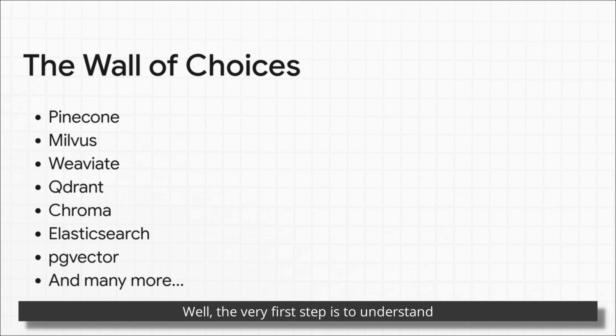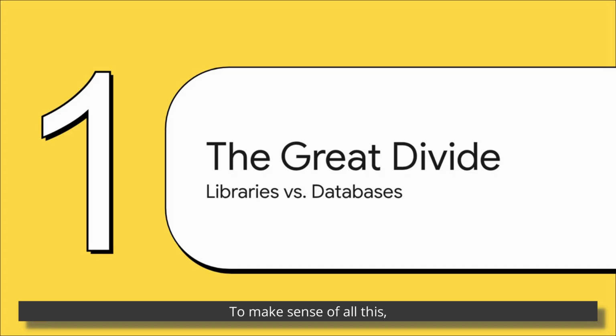Well, the very first step is to understand one really crucial distinction. To make sense of all this, we need to split the world of vector search into two major camps. On one side, you have the lightweight libraries, and on the other, you have the full-fledged databases. They solve very different problems, and trust me, knowing which one you need is already half the battle.